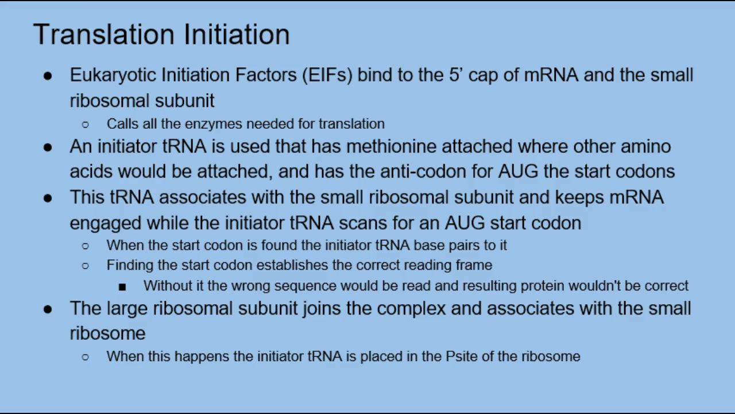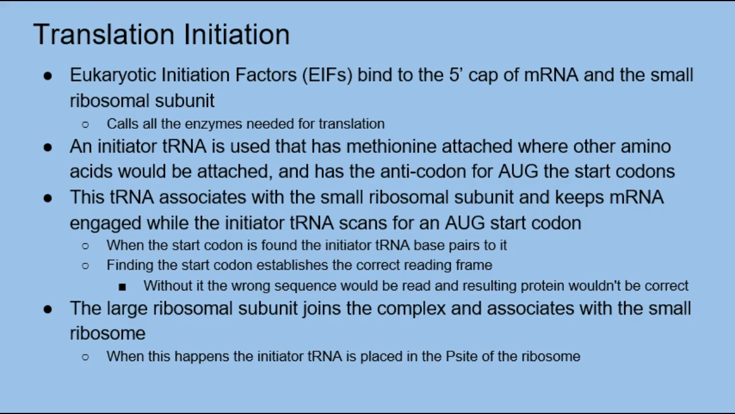Translation is initiated by eIFs, or eukaryotic initiation factors, that bind to the 5' cap of mRNA in the small ribosomal subunit. eIFs call all the enzymes needed for translation. An initiator tRNA is used that has methionine attached where other amino acids would be attached, and has the anticodon for AUG, which is the start codon. This tRNA associates with the small ribosomal subunit and keeps mRNA engaged while the initiator tRNA scans for an AUG start codon.